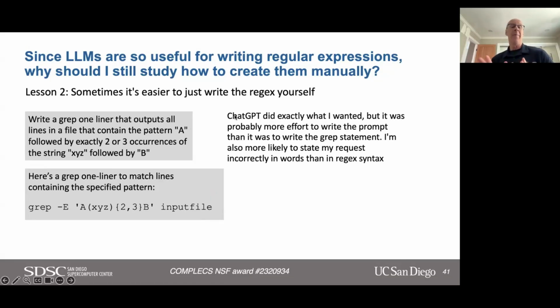Second of all, sometimes it's just easier to write the regex yourself. So I asked ChatGPT to write a grep one-liner that outputs all lines in the file that contain the pattern A, followed by exactly 2 or 3 occurrences of the string XYZ, followed by B. And it gave me the grep one-liner. This is perfect. This is exactly what I needed.